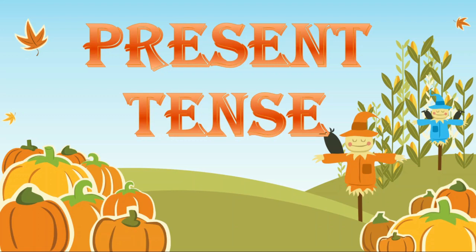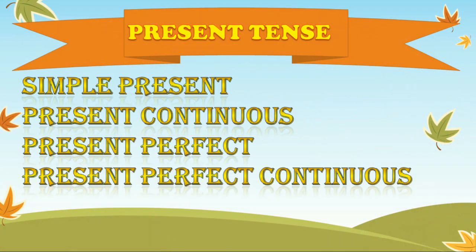Present tense. When a verb denotes an action done in present, it is present tense. Present tense is further categorized into 4 forms: simple present tense, present continuous tense, present perfect tense, and present perfect continuous tense. Now let's learn about simple present tense.